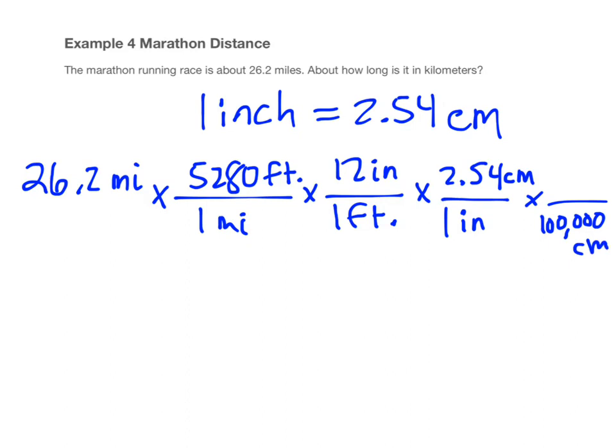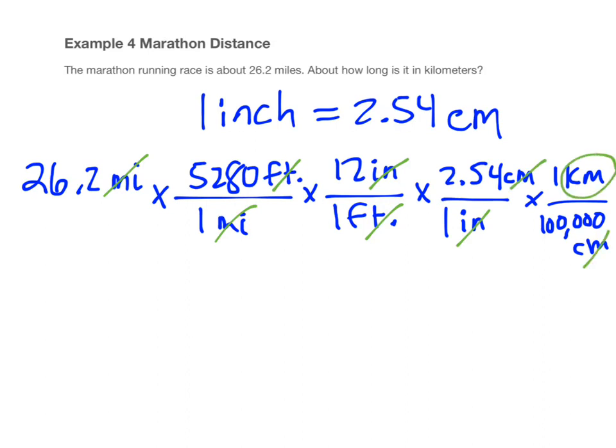100,000 centimeters is 1 kilometer. So you can see that all of the units are taken care of. Miles cancel, feet cancel, inches cancel, and centimeters cancel, and we're left with kilometers.